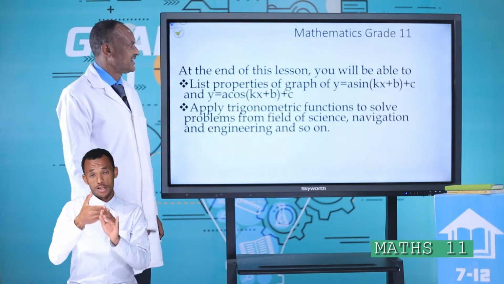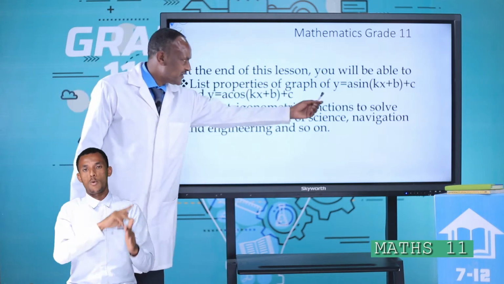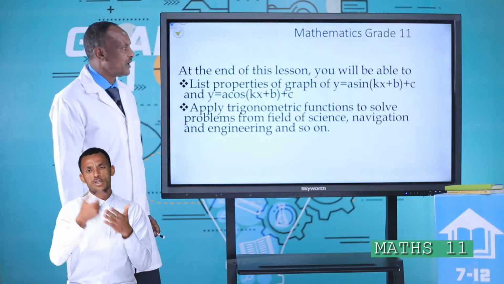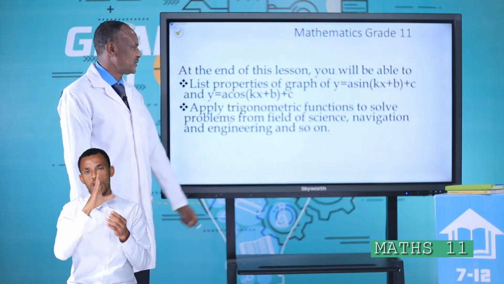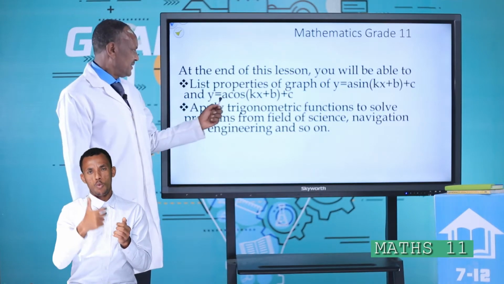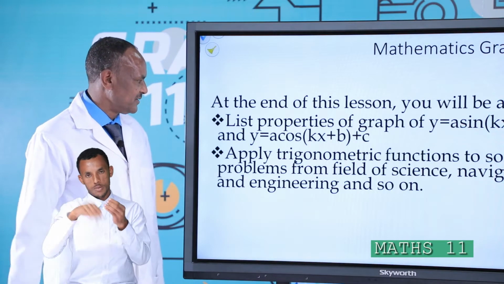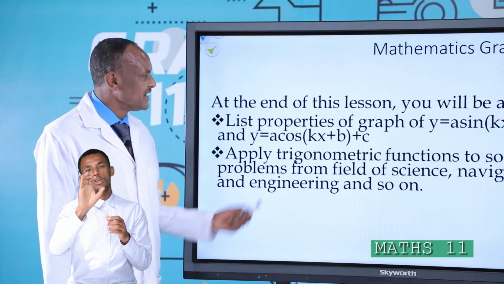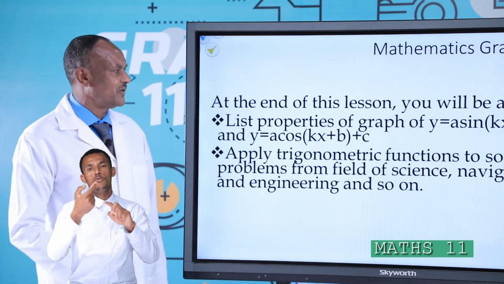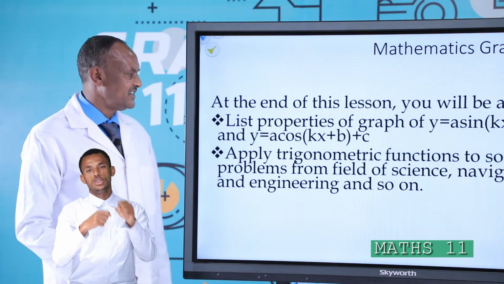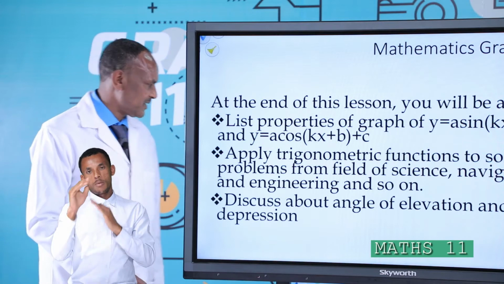At the end of this lesson you will see some properties of trigonometric functions having the form y equals sine of kx plus b plus c, and y equals a times cosine of kx plus b plus a constant c. And applying trigonometric functions to solve problems from the fields of science, navigation, engineering, and so on. That means we'll see some applications of trigonometry.